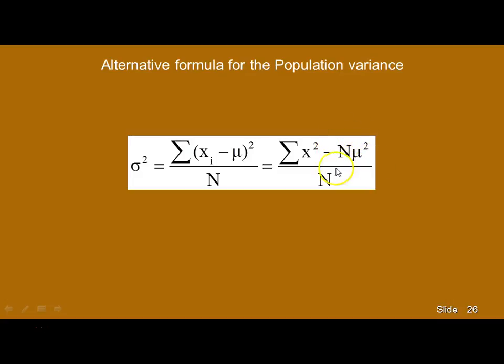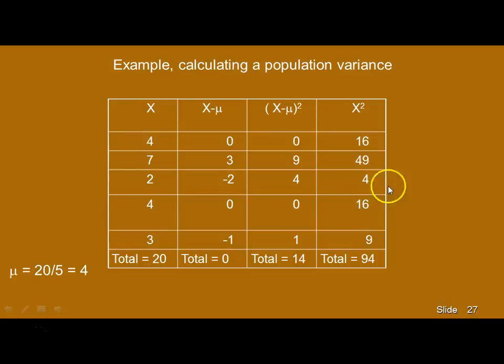The only other thing you have to calculate is this term. You'll need to square all of the x's first and then add them up. And then again, we'll divide the result by n here. So to use the second formula, I've added in this last column over here, x squared. Take your x values and square each of them. 4 squared is 16, 7 squared is 49, and so on.